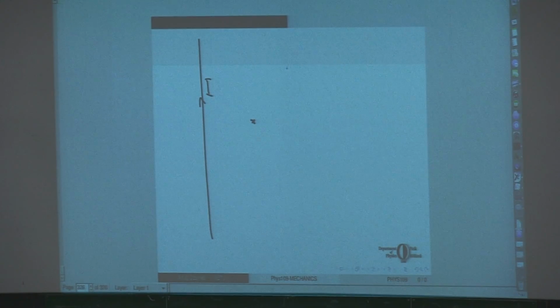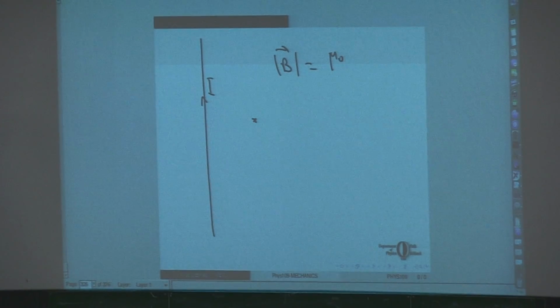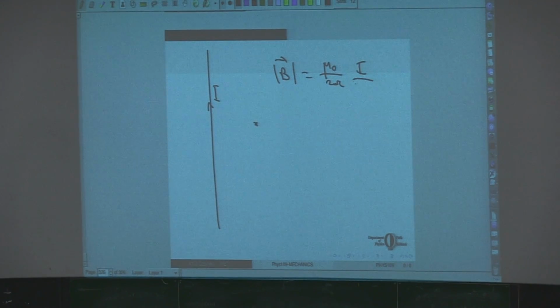Let's say we have a current running in this direction. The magnetic field created at some point has a magnitude mu0 over 2 pi, I over r. Now, how do we know that? We will be discussing a more basic relation than this one, but for the time being, let's just assume that this is our result. If you have a uniform straight wire, this will be the magnetic field that it creates. Here, mu0 is 4 pi times 10 to the power minus 7.